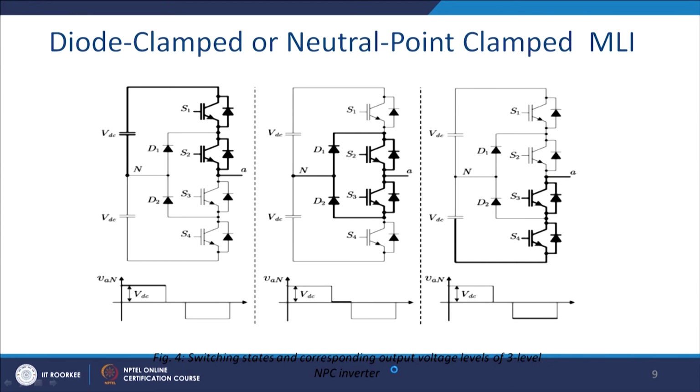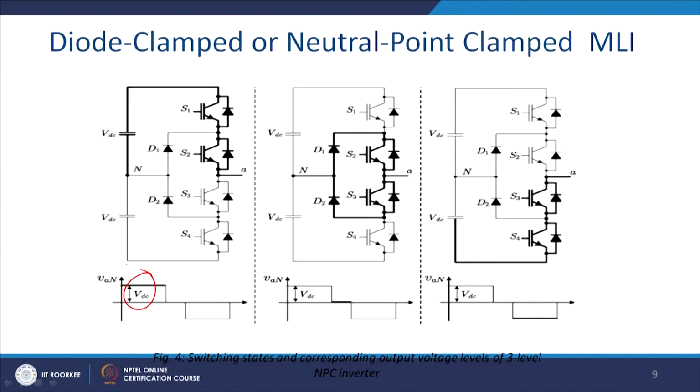Now, this is the mode of conduction. When the upper switches are on, it has been bolded. So, when S1 and S2 are on, you get a positive DC bus voltage between the points N and A. Similarly, when S2 and S3 are on, later we can write S2 as S2 bar.